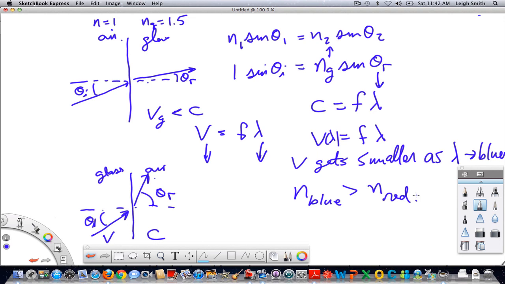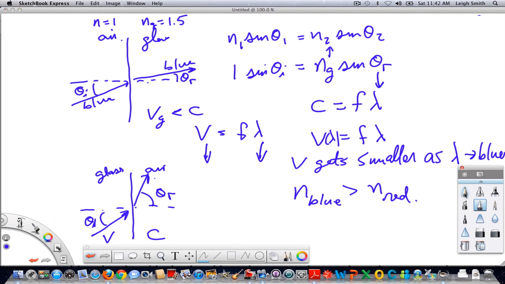And so if you were to look at this, say if you go across this interface, then because the index of blue light is larger than the index of red light, blue light will bend more than red light. So in other words, suppose that I had, and I'm exaggerating here immensely, let's suppose that this is blue light, and then it refracts.